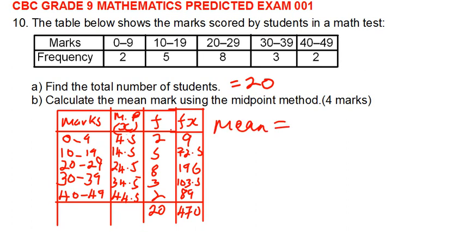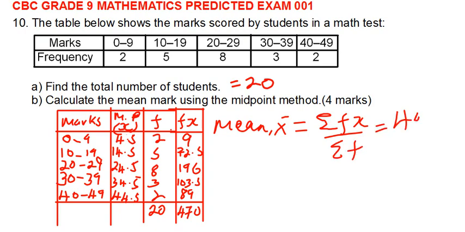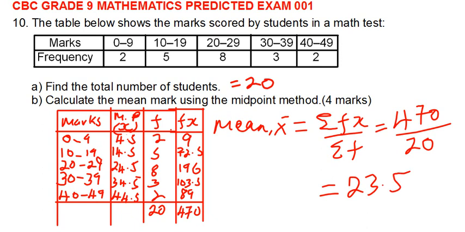The mean, x bar, is equal to the summation of fx divided by the summation of f, which is 470 divided by 20, and that gives you 23.5. So whichever method you use, you should be able to get full marks. That is how you handle that question.